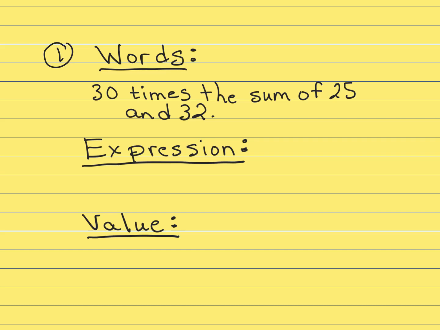Okay, here's a problem that you might see on your mid-module assessment on Friday. So let's take a look at it. So you'll have the word form, or maybe you'll have to do the word form. So this word says 30 times the sum, so these are some keywords, sum and times, of 25 and 32. Remember, sum is adding, and then times just means multiplication. So let's write that, 30 times the sum of 25 plus 32.